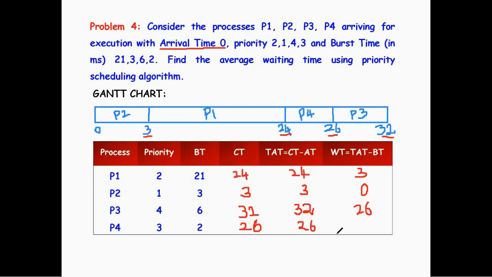Computing the sum of waiting times of all the processes, we get the value as 53. So average waiting time is equal to sum of waiting times of all the processes divided by total number of processes. So that is 53 divided by 4, since there are 4 processes. This will be equal to 13.25 milliseconds. So this is the value for average waiting time using priority scheduling algorithm.